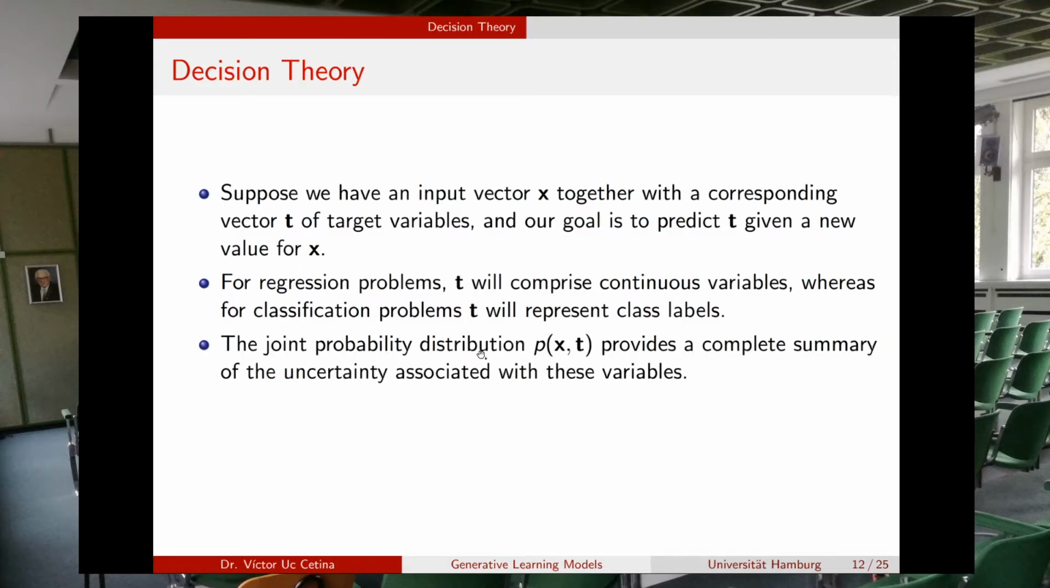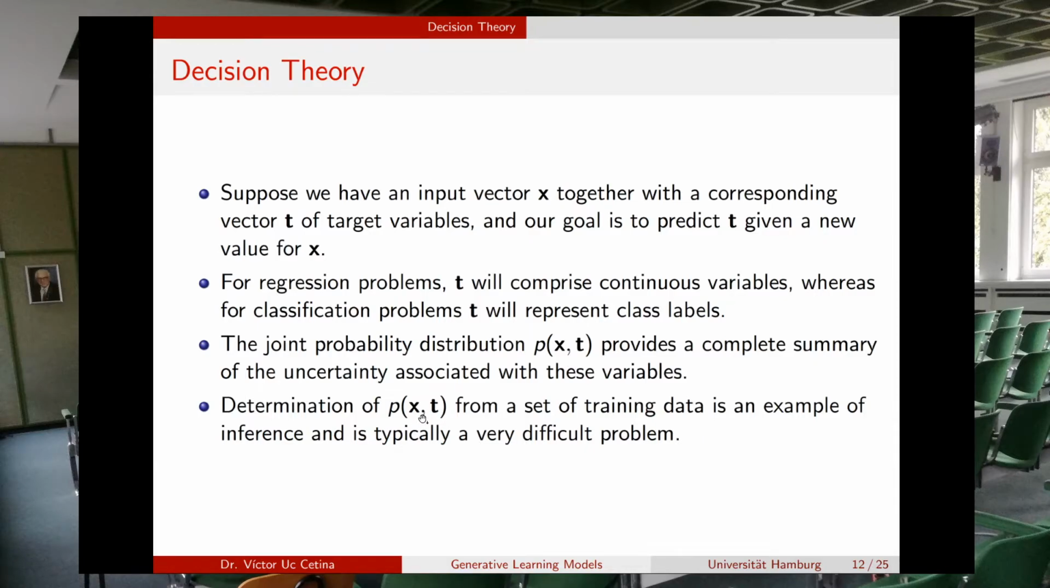The joint probability distribution of x and t provides a complete summary of the uncertainty associated with these variables. So if we can estimate this joint probability distribution of all the possible combinations of values that x can take and t can take, this joint probability distribution can be used to derive probabilities of some values taken by x and some values taken by t.